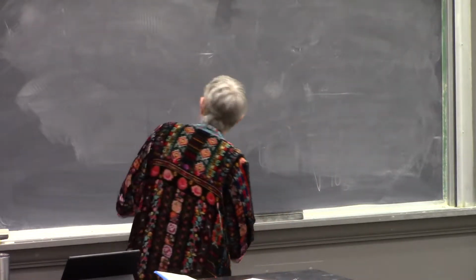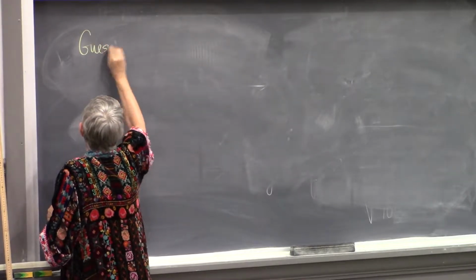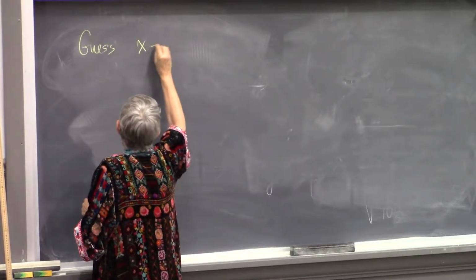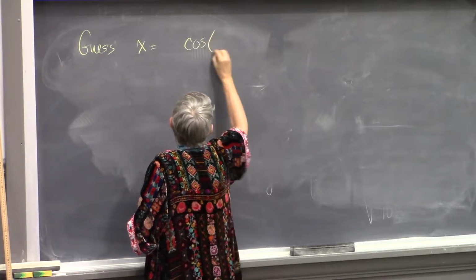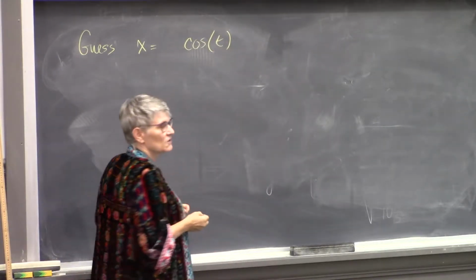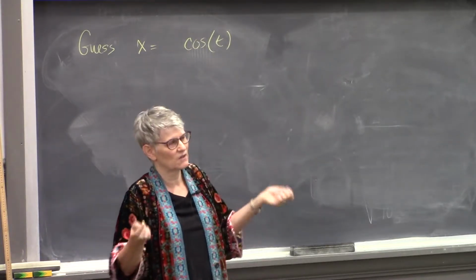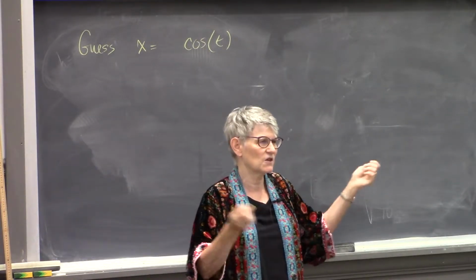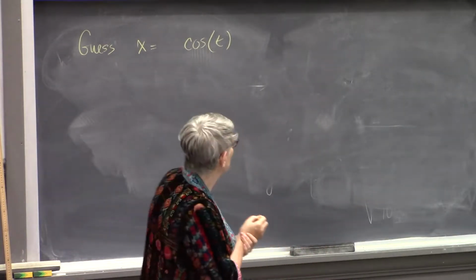So let's guess a solution that x is going to be a cosine function, so cosine of time, because the first derivative of cosine is sine, the second derivative gets you as minus sine, the second derivative gets you back to cosine, but with that minus sign there.